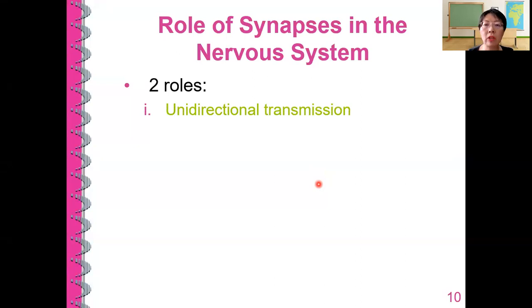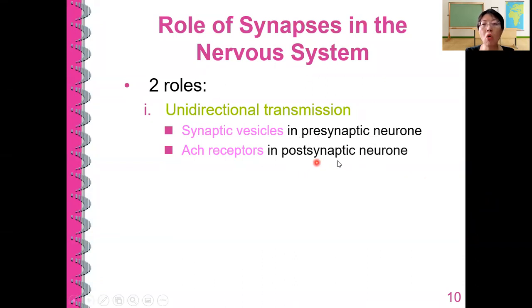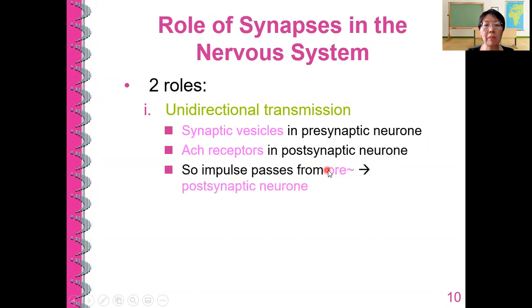First, to allow unidirectional transmission. That means action potential can only be passed in one way, from dendrite to the synaptic knob. Why? Because synaptic vesicles are present in the presynaptic neuron, whereas acetylcholine receptors are found in the postsynaptic neuron. So the only way for the message to be transmitted is from presynaptic neuron to postsynaptic neuron. So impulses are passed from pre to post, this is the direction supposed to go, not the other way.